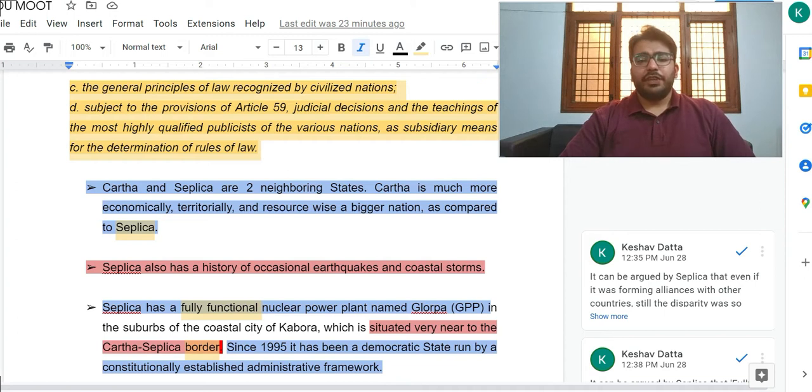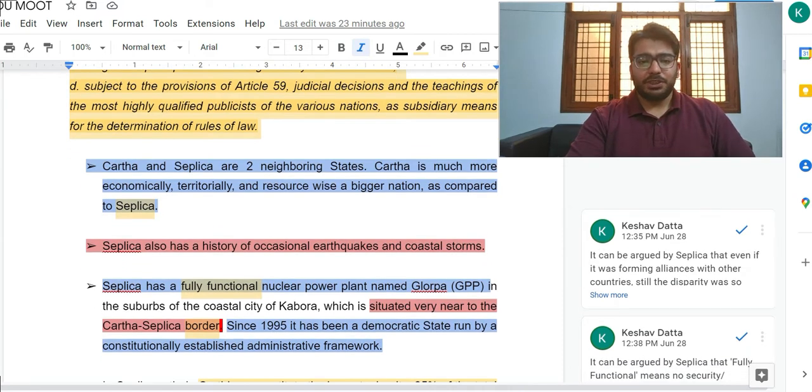In the previous video, we discussed certain clauses of the ICJ statute and of this agreement of referral of the dispute of Katha and Supplica before the ICJ. Now, in this video, let's further discuss the various paragraphs mentioned in the moot court proposition and who can argue what based upon what fact.